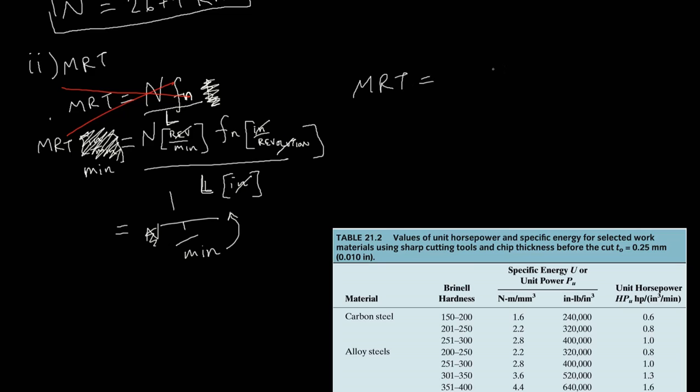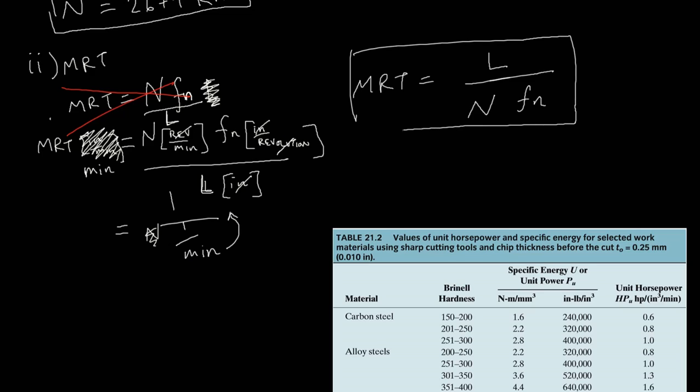MRT equals L over N F_N. So that's what you should be following, guys. Don't do that. I was just showing you what not to do. Sorry.